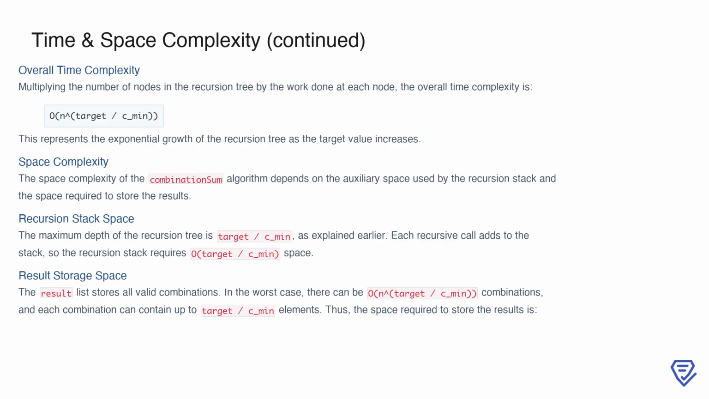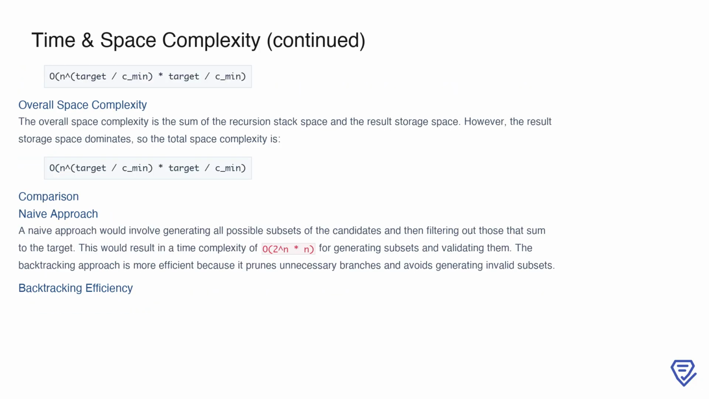Additionally, the result list stores all valid combinations. In the worst case, there are O(n^(target/C_min)) combinations, each containing up to target/C_min elements. This gives the space required for result storage as O(n^(target/C_min) * target/C_min). Combining the recursion stack space and the result storage space, the overall space complexity is dominated by the result storage space, leading to O(n^(target/C_min) * target/C_min).